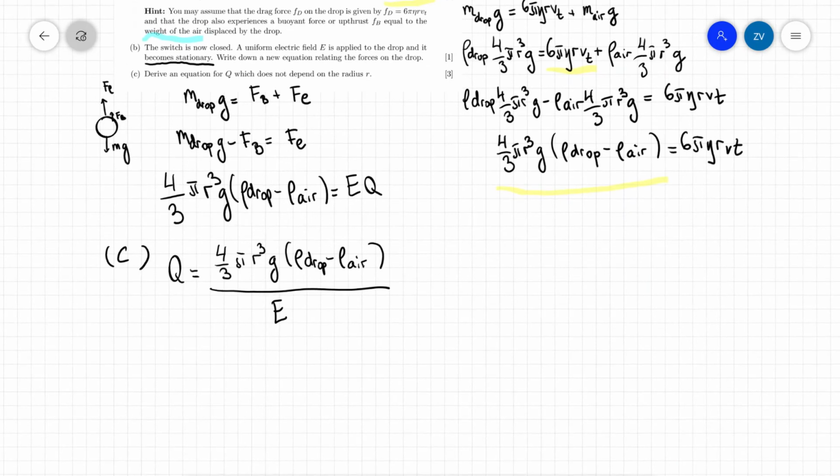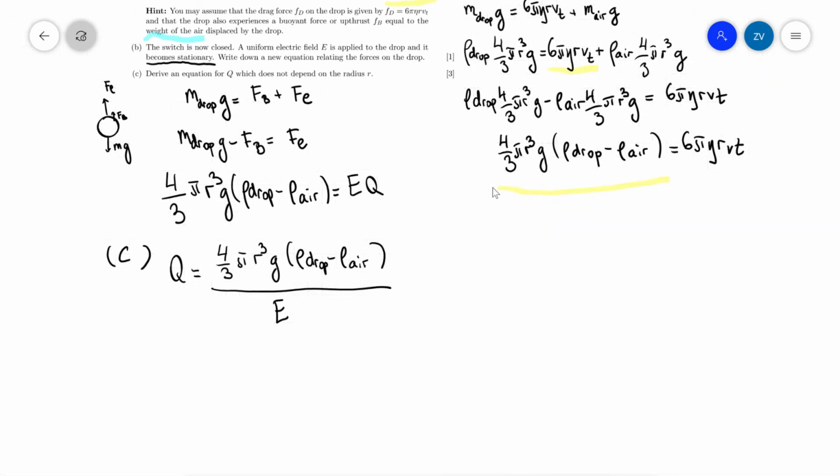Well, luckily for us, just over here in the previous part of the question, we said that 4/3 pi r cubed times g times the density of the drop minus the density of the air is equal to 6 pi times the viscosity times r times vt. Well, we can actually find an expression for r from this equation and then sub that in to part C.